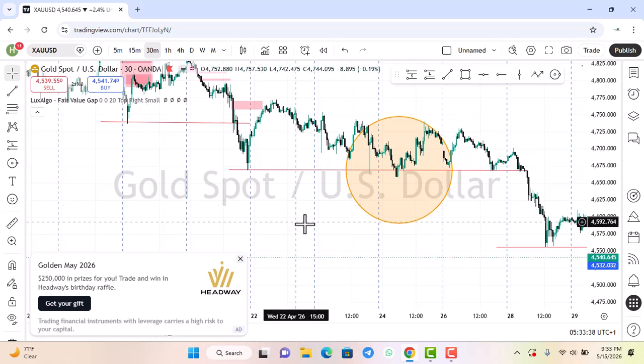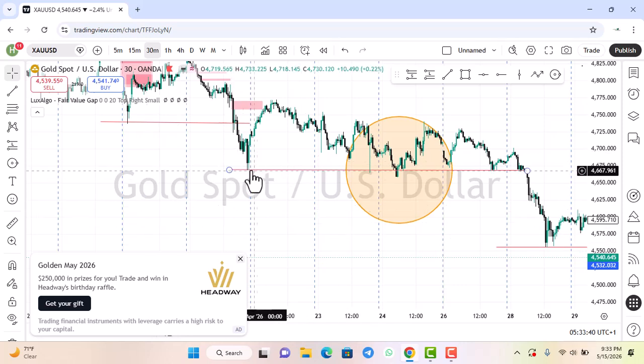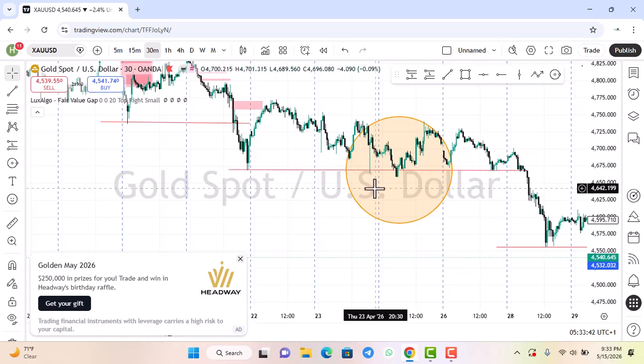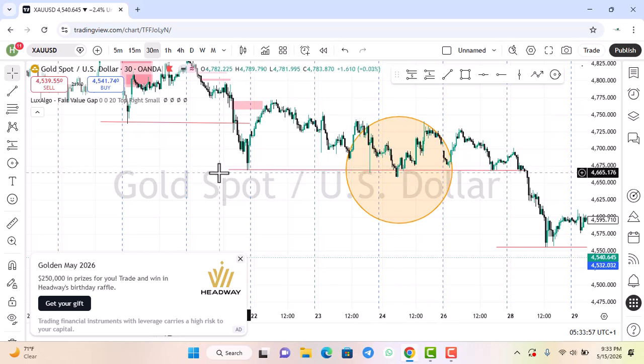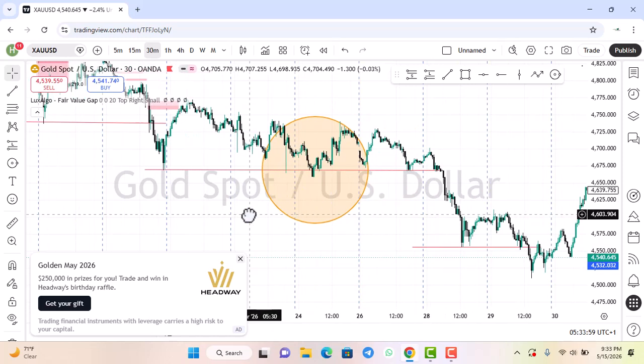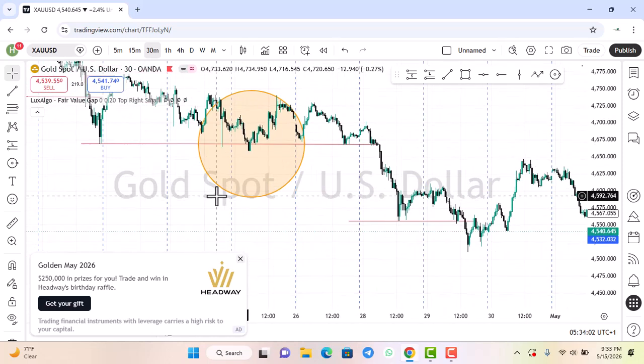So like I said, this break of structure is only valid on the 30-minute time frame. It is on the 30-minute time frame that it shows us what a valid break of structure is. And what is a valid break of structure? It is when the body of a candle closes below the recent lower low if you are in a downtrend, and if you are in an uptrend, when the body of a candle closes above the recent higher high.